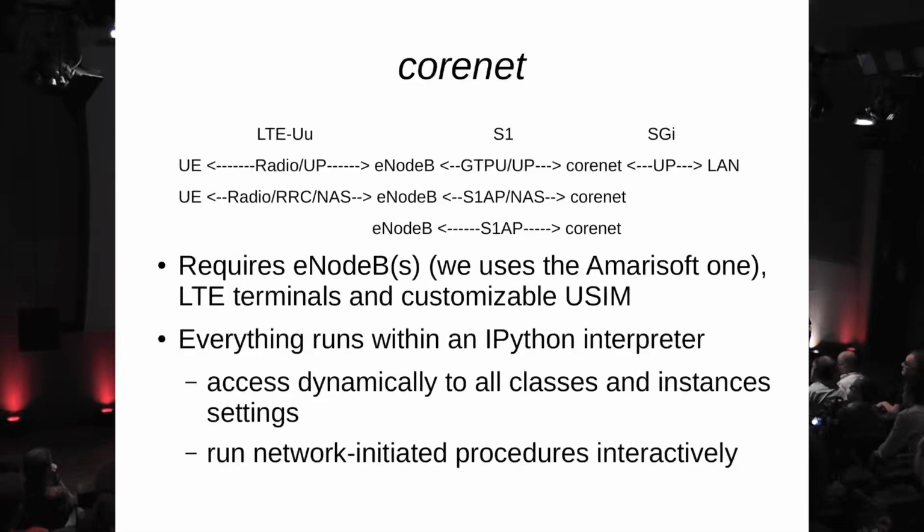It's what you see on the right side with the Corenet name. It's driving LTE base stations. So you need eNodeBs, LTE base stations, which is not something you can buy easily. Maybe you can go to Alibaba and find some. And then you need LTE terminals and USIMs that you can customize, actually personalize. And then you have a running LTE network. What I like is that the core network is running within IPython. So I have an interpreter which allows me to dynamically change every parameter of the core network and interact with the handset which is connecting through the base station.